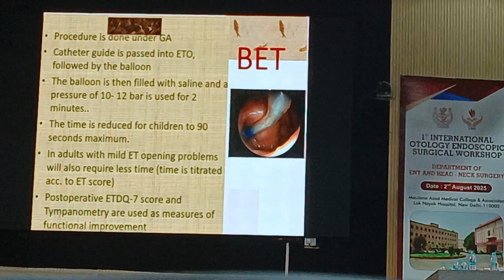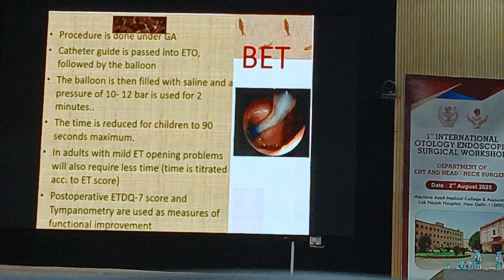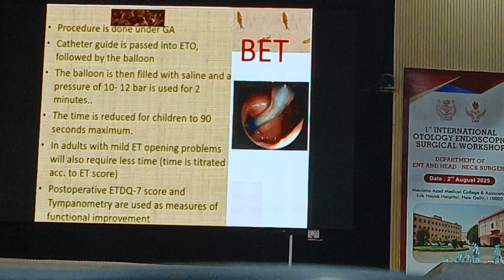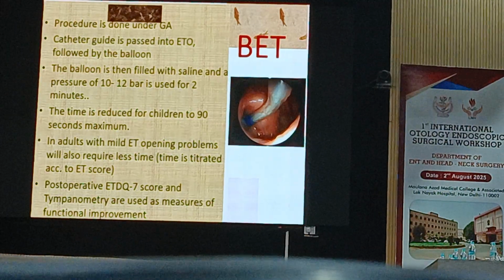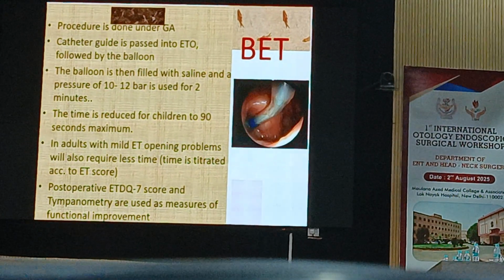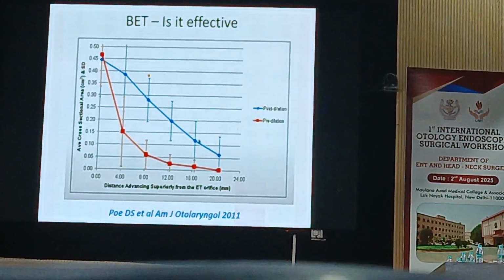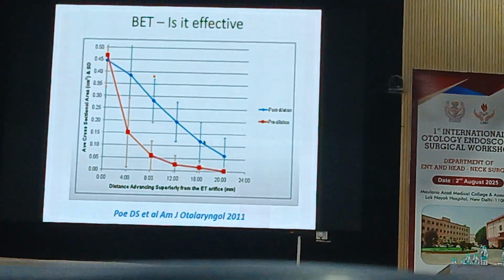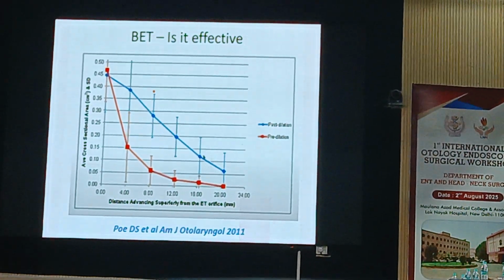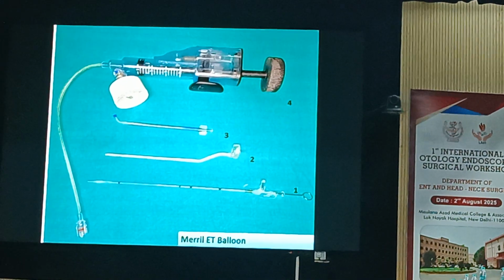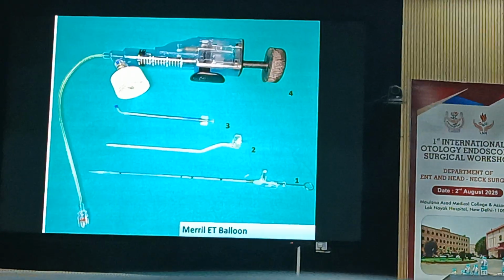It's under general anesthesia that we do it. The pressure inside is 10 to 12 bars. Time duration of dilation is maximum 2 minutes. For children it is 90 seconds. Because we land up with patulous tubes, we do it for a longer time. It has a long-term good effect. It has been seen in cadaveric studies, even at 2 years, 3 years, they have shown good function of the procedure.